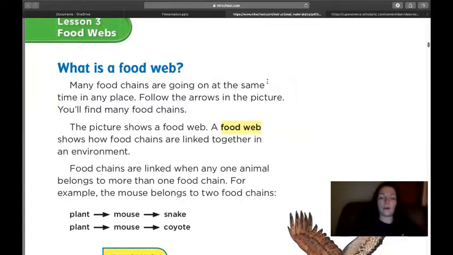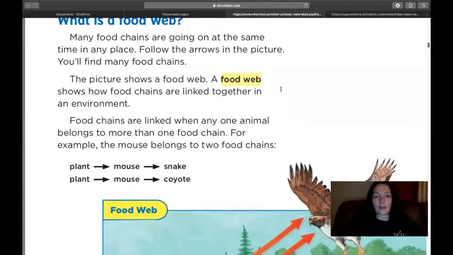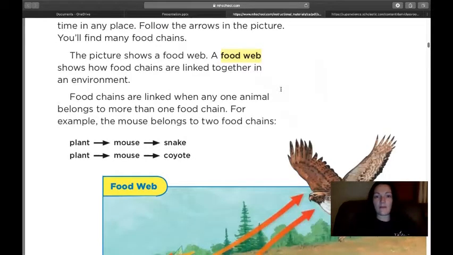Lesson 3, food webs. What is a food web? Many food chains are going on at the same time in any place. Follow the arrows in the picture. You'll find many food chains. The picture shows a food web. A food web shows how food chains are linked together in an environment.